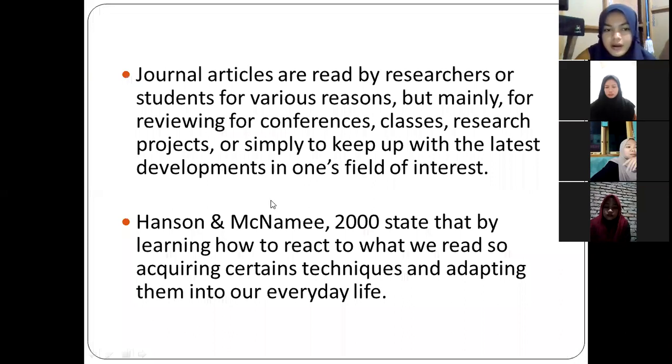Okay, I will explain about journal articles. Journal articles are read by researchers or students for various reasons, but mainly for reviewing for conferences, classes, research projects, or simply to keep up with the latest developments in one field of interest. Hanson and McNair state that this means learning how to react to what we read, acquiring certain techniques and adapting them into our everyday life.